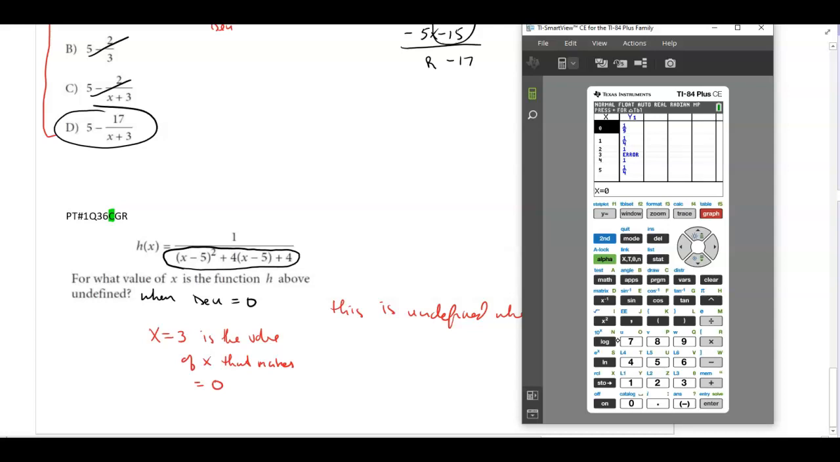Now, you could solve it algebraically, right? But that's not going to be fun. You're better off solving it graphically. Okay?